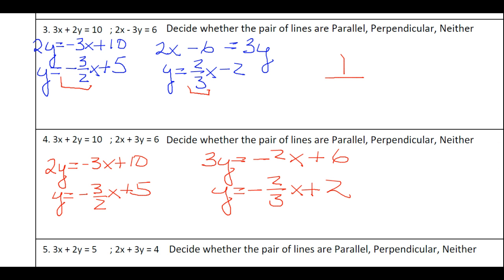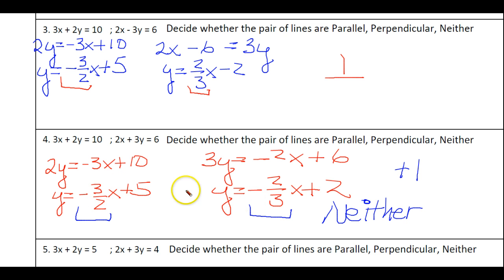Again, we're comparing our slopes. Are the slopes the same? Well, here it's negative 3/2, and this is negative 2/3. Now, if we multiply these together, it gives us a positive 1, but not a negative 1. And the slopes are not the same. So for number 4, this is neither. And you have the proof here. The slopes are not the same. They're reciprocals, but not a negative reciprocal. Okay, so the product of a positive 1, that was a little tricky.